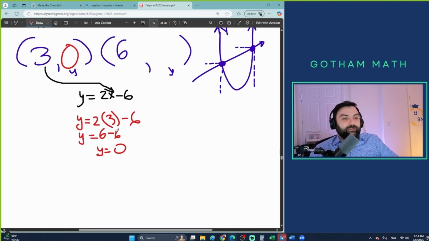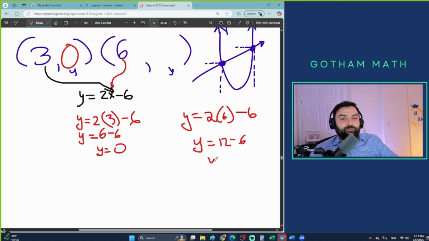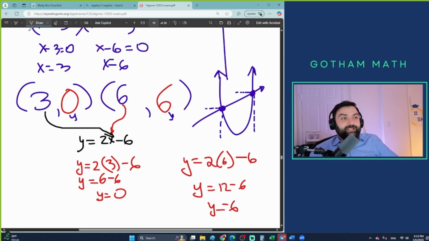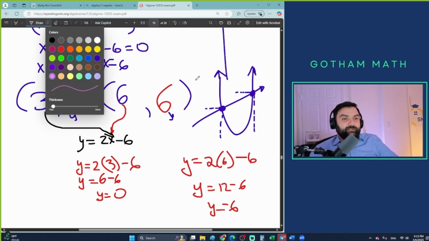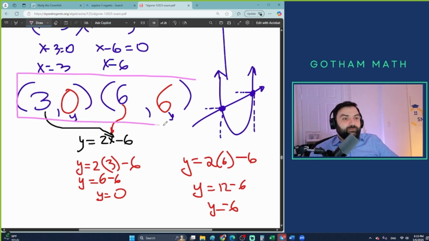Okay? And then the second one we're going to plug in is 6. Y equals 2 times 6 minus 6. Y equals 12 minus 6. Y equals 6. And the second one will be 6, 6. So that is the answer: 3, 0 and 6, 6. Okay? This is how it's done.